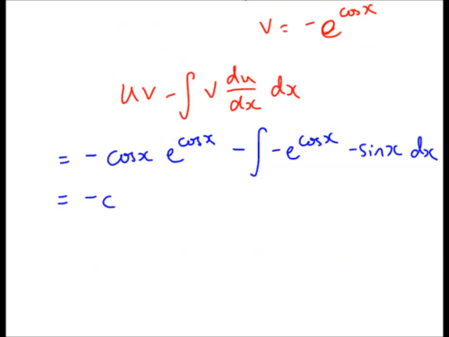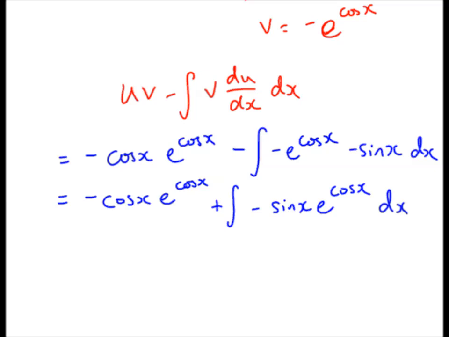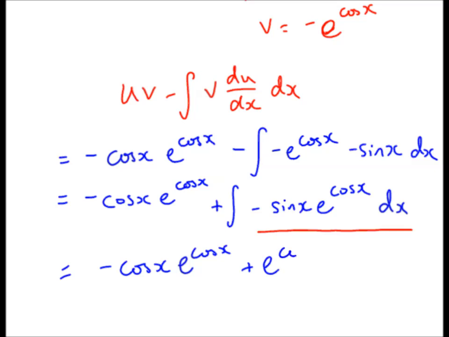So this is minus cos x e to the power cos x minus the integral of sine x e to the power cos x. Now I can bring this minus sign inside the integral, and this now is exactly what we had in part I. So I know this is going to integrate to e to the power cos x. So I can say that the answer is minus cos x e to the power cos x plus e to the power cos x.